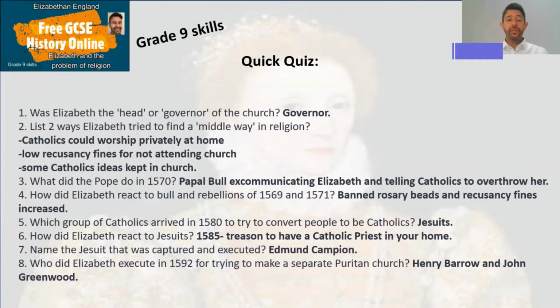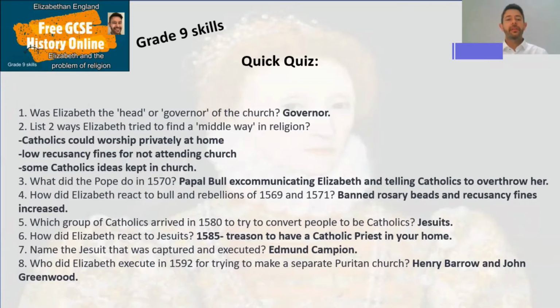So there's 2 ways Elizabeth tried to find a middle way in her religion. There's quite a lot of examples of this, but I've listed 3, but there are more. So Catholics could worship privately at home. They were allowed to have a communion at home, or maybe do a rosary bead at home. There were low recusancy fines for not attending church. Everyone had to attend church, but the fines were relatively low. If you were a noble person, you could pay them quite easily and not go, which was a choice some Catholics would have made. But obviously, if you're poor, the fines were quite substantial and you'd still have to go to church.